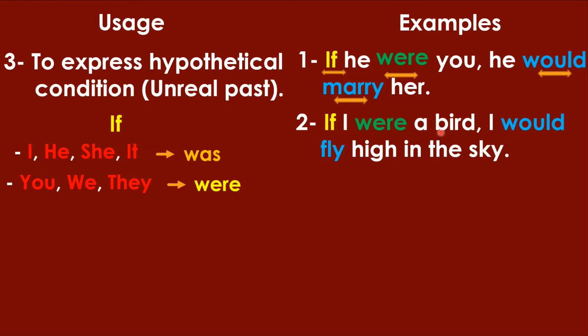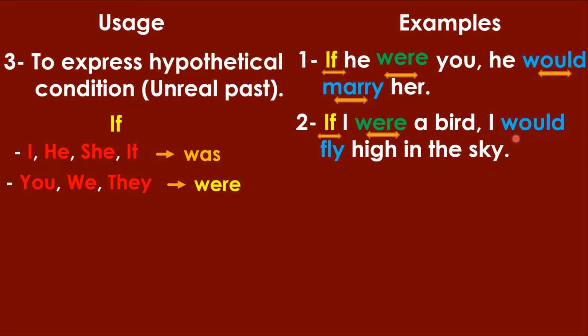Let's have a look at another example. If I were a bird, I would fly high in the sky. لو كنت طائر هطير عالي في السماء. طبعا again it's number 2 is similar to number 1. هنا مثلا جملة رقم 1 if he were you لو كان هو مكانك he would marry her كان اتجوزها. هنا if I were a bird لو كنت طائر I would fly high in the sky. Again we're using if. This is the if clause and I were, I don't say I was.